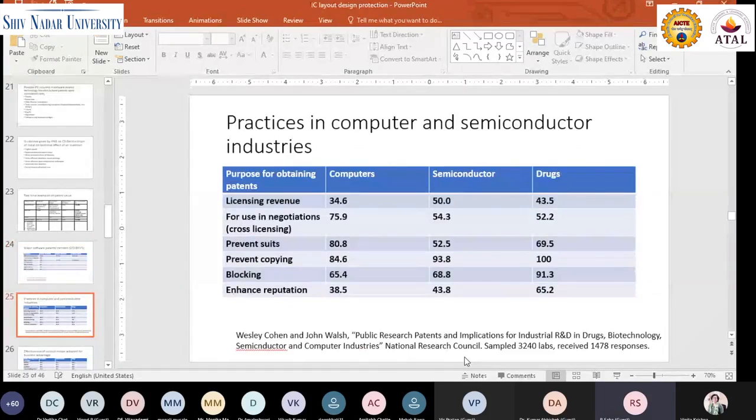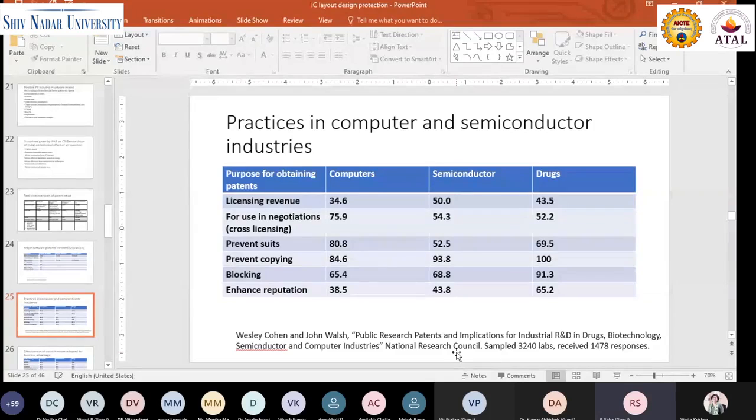Now, this was a study done in the US by the National Bureau of Economic Research or something like that, which is a US agency. They looked at the computer and semiconductor industries, and they found that these industries rely a lot on negotiation, not so much on blocking as compared to drugs. That means for cross-licensing, their patents are designed so that they can cross-license to each other. The term must have been explained to you.